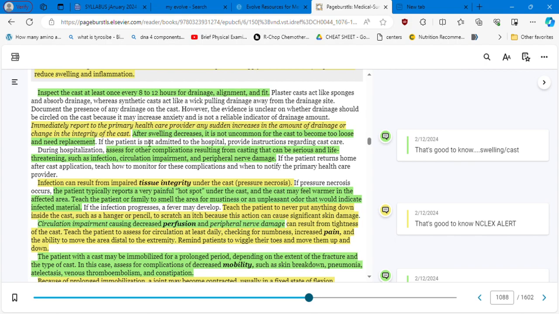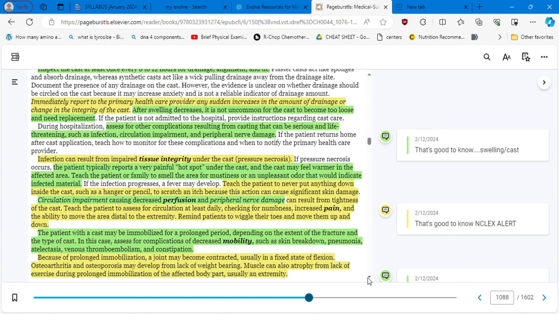Immediately report to the primary provider any sudden increases in the amount of drainage or change in the integrity of the cast. After swelling decreases, it is not uncommon for the cast to become too loose and need replacement. That's why you need to check the status of the cast after swelling decreases. I think you're going to see this concept somewhere soon. Assess for other complications resulting from casting that can be serious and life-threatening, such as infection, circulation impairment, and peripheral nerve damage. Infection.